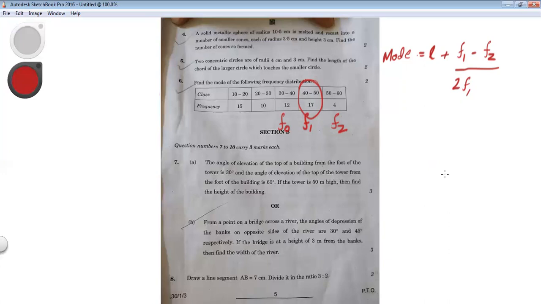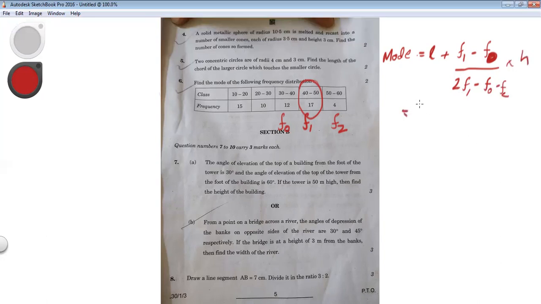So the mode formula is lower limit of the class, you need to apply lower limit, and F2, F0 you need to subtract. F1 minus F0. Okay, wait, I made a small mistake here. This is F1 minus F0 by 2F1 minus F0 minus F2 into height of the class, right?